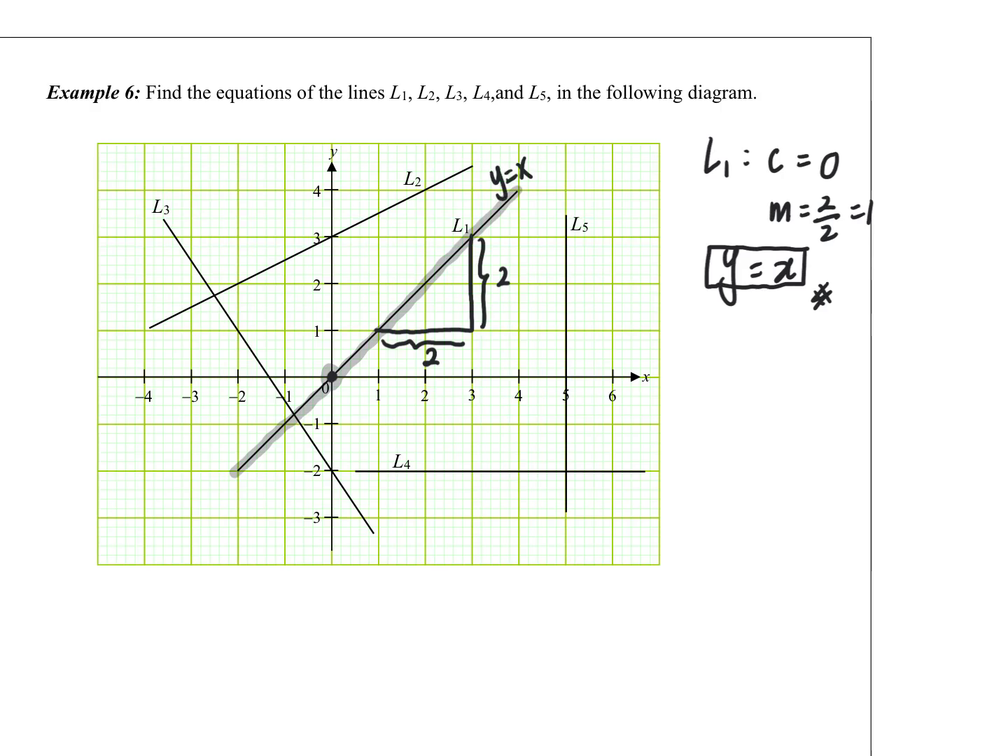Okay, let's do L2. You know it's an upward slope. Where does it cut the y-axis? Huh? Here. You also need a Tiki.